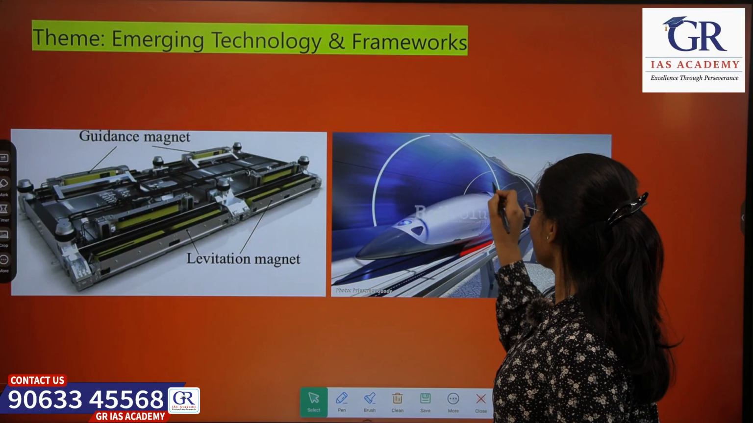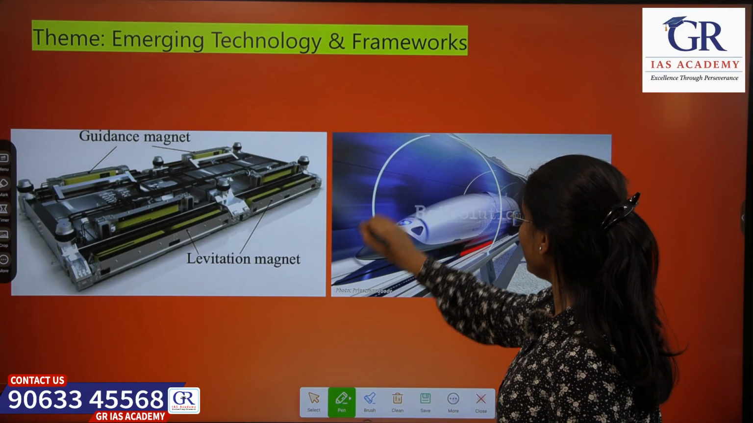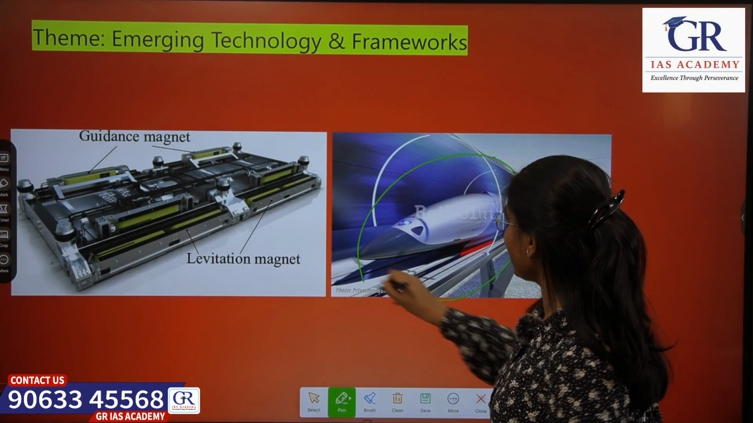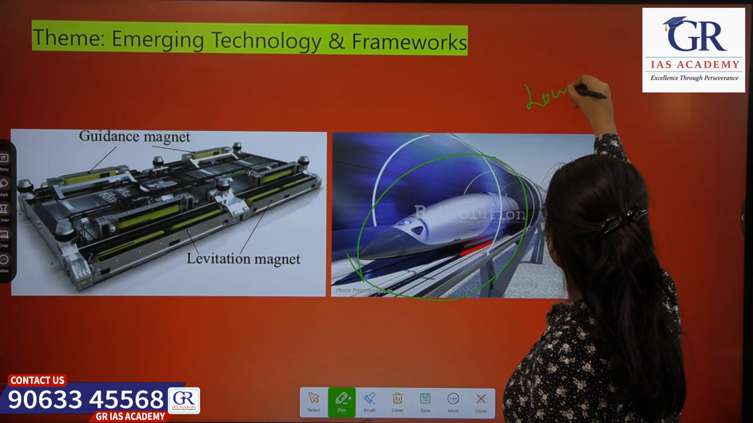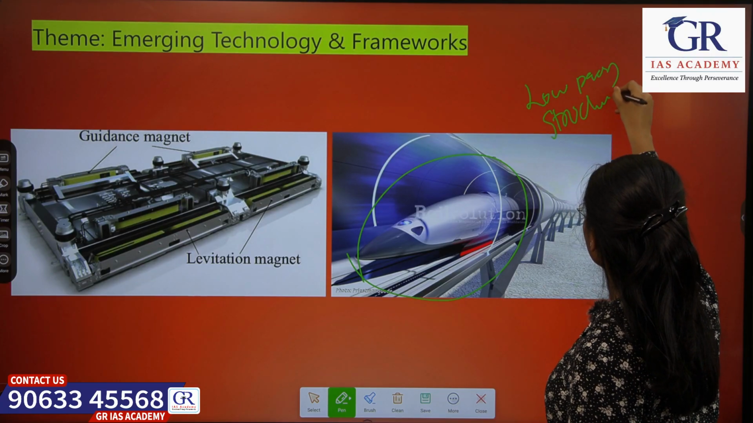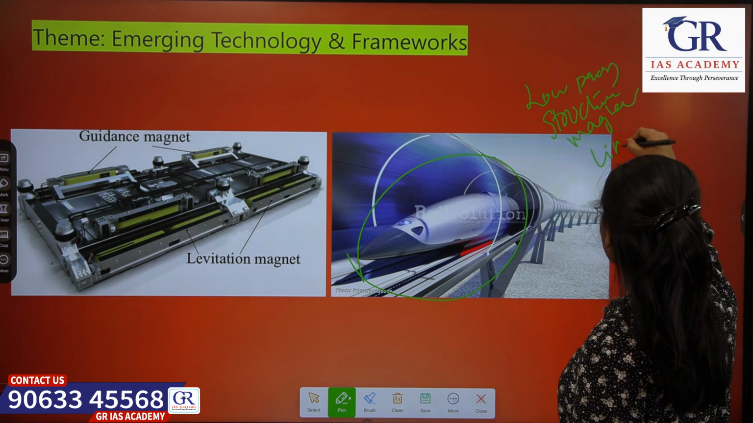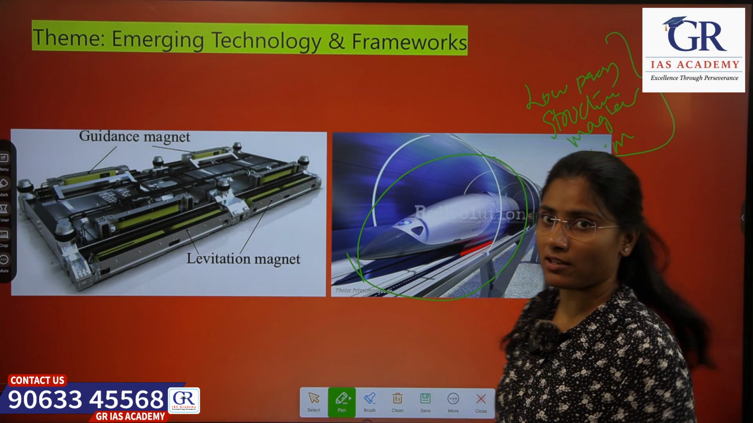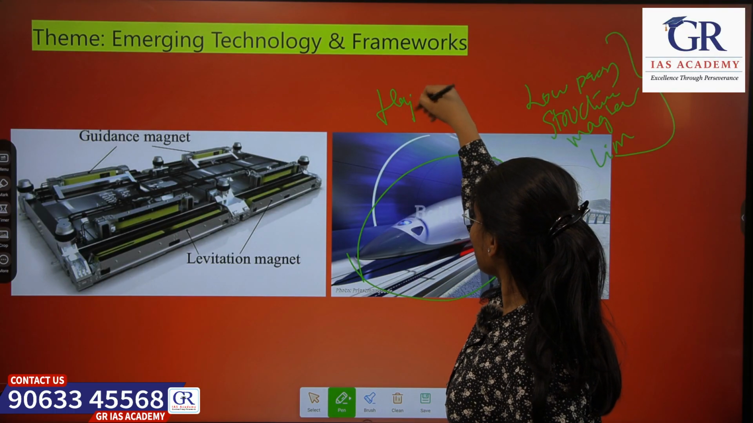So this structure helps us to avoid the sound. So low pressure tubes and its structure, and maglev and linear induction motors, these all help us with the efficiency of the hyperloop project.